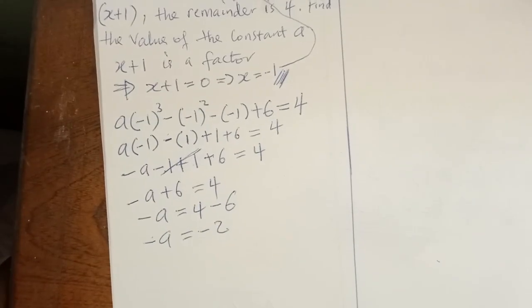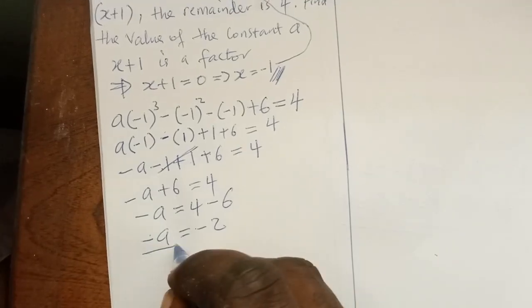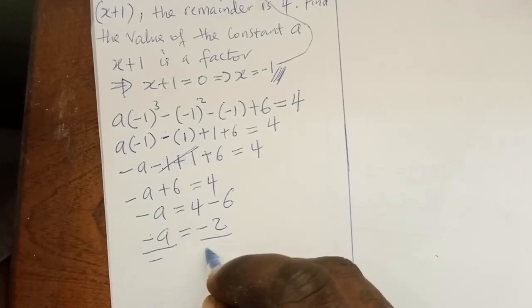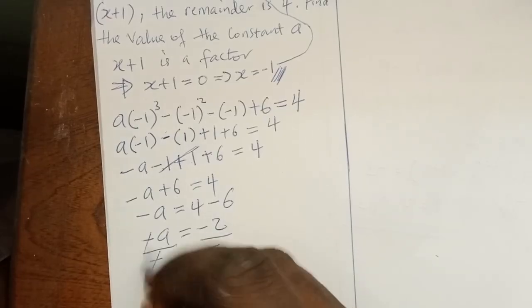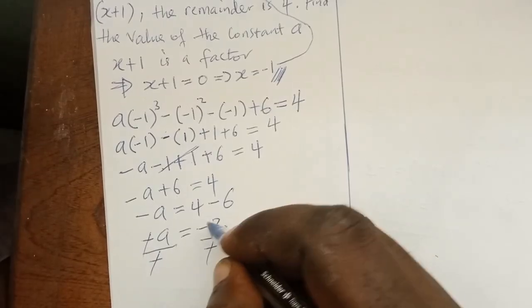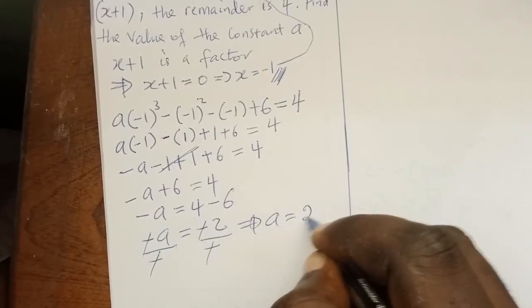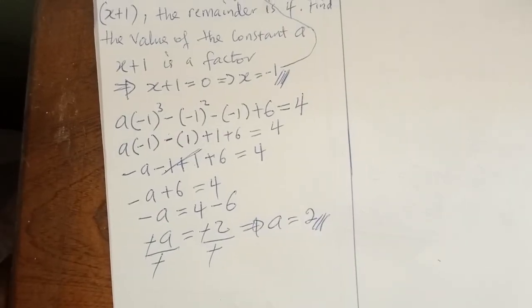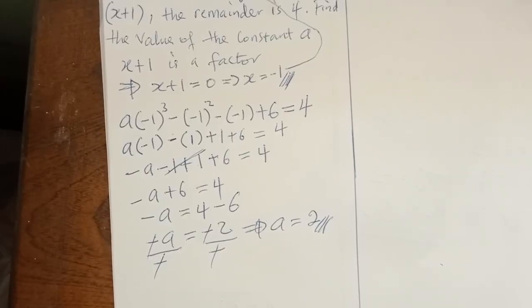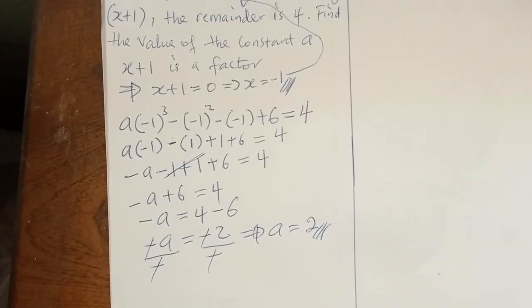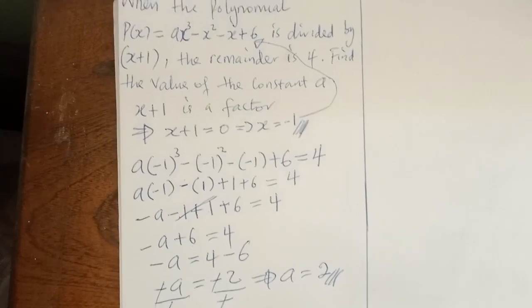But we are looking for a, not minus a. So we have to divide both sides by minus. The minus here, we divide this side also by minus. So the minus will cancel the minus. The minus here will take off the minus here. This will imply that a is equal to 2. In other words, the constant a in this expression is going to be equal to 2. That is the expression here.